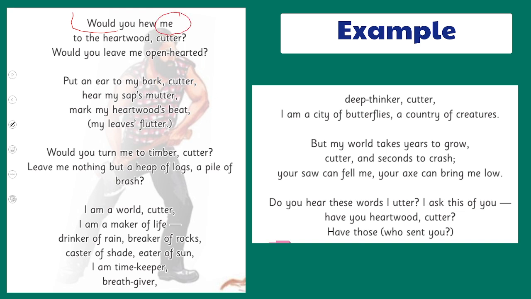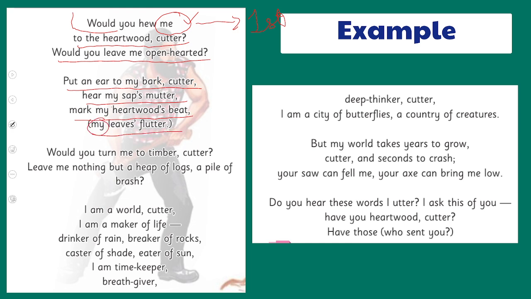So where the pronoun "me" is used, I hope you guys have guessed, it is used in the first person perspective. Further we read this poem: "Would you hew me, cutter? Would you leave me open hearted? Put an ear to my bark, cutter, hear my sap stutter, mark my heartwood's beat, my leaves flutter."